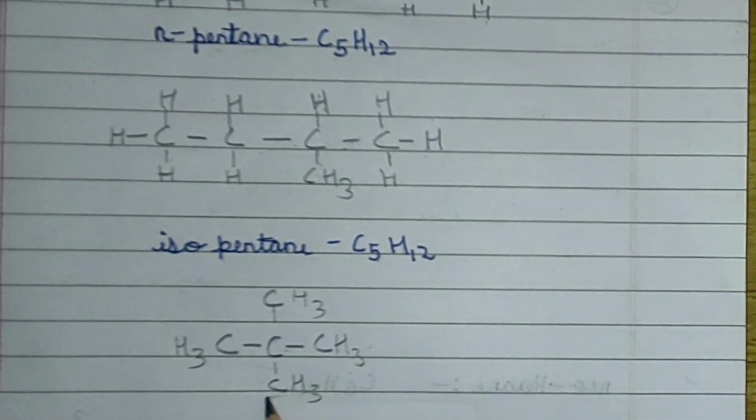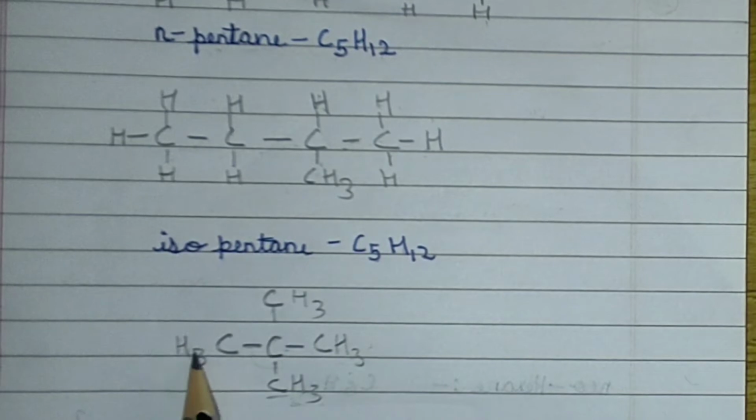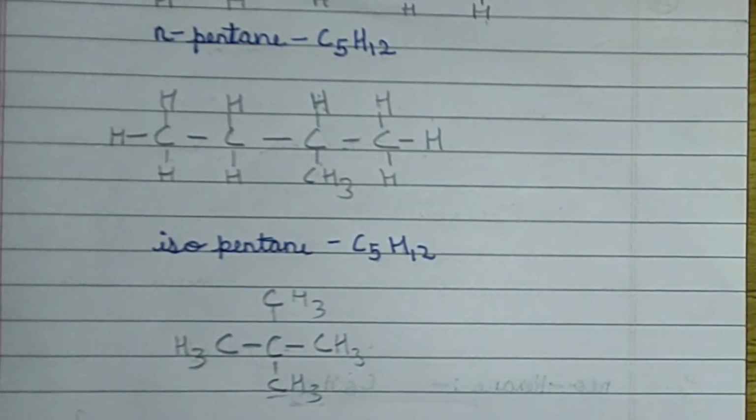And for this carbon atom, it already has one bond here and it needs 3 more. So I have written H3 here, so it is satisfied. Same thing with this. It has already one bond here and it needs 3 more. So I have written H3 and 1 plus 3 is 4, satisfied. Same thing for this one also.